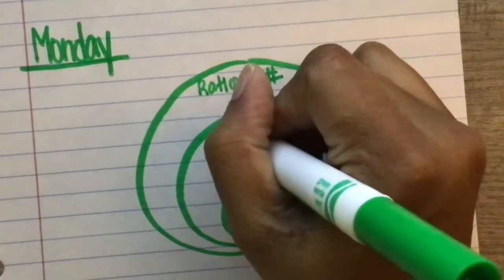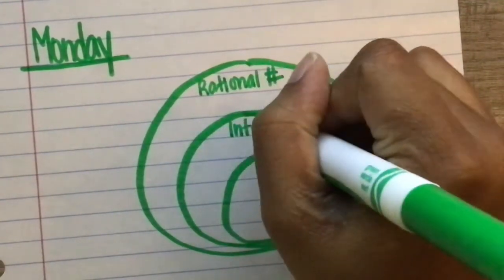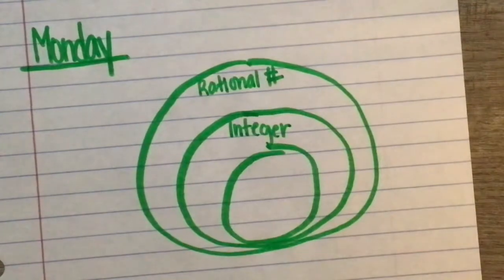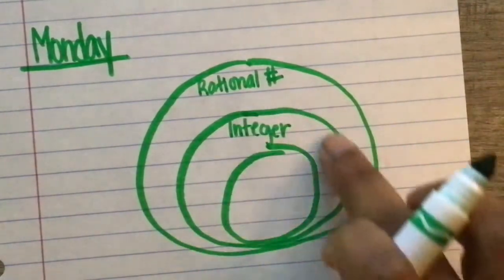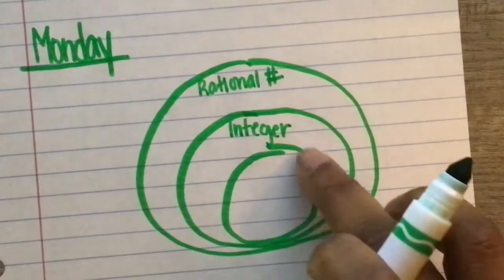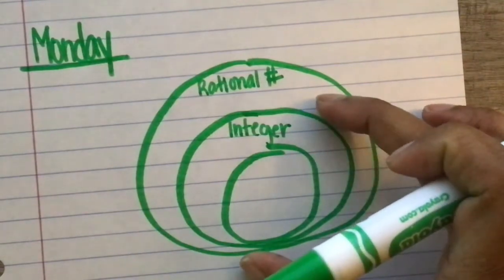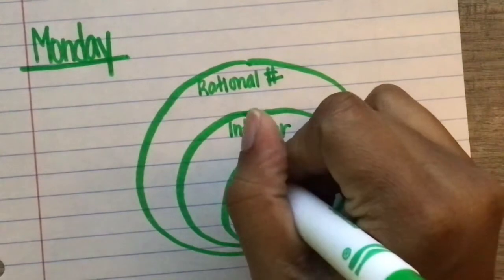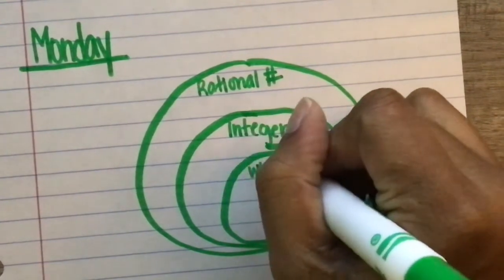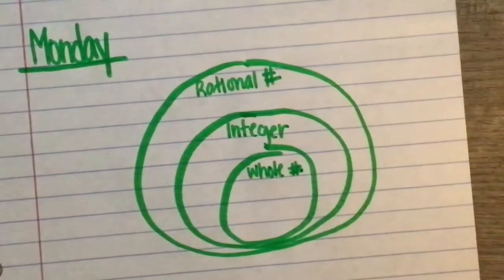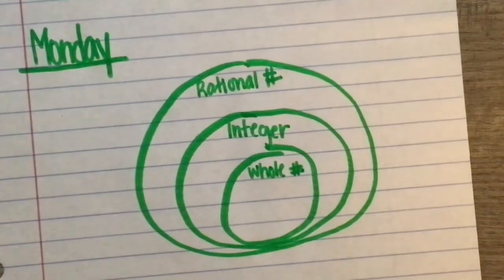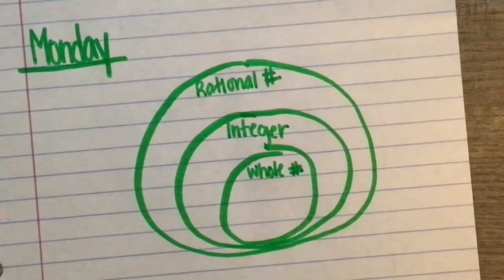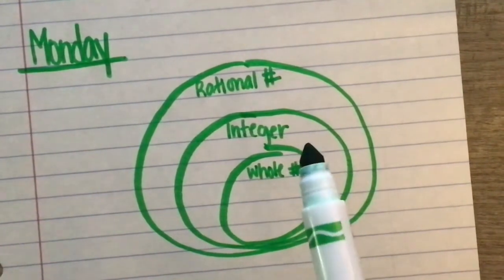Then I have integer. So everything within this circle will be an integer. It also includes this circle because that circle is inside that medium circle. And then we have whole number. Sorry, my stand shakes every time I write, so it's a little shaky. Okay, so then once we have that, we need to categorize.